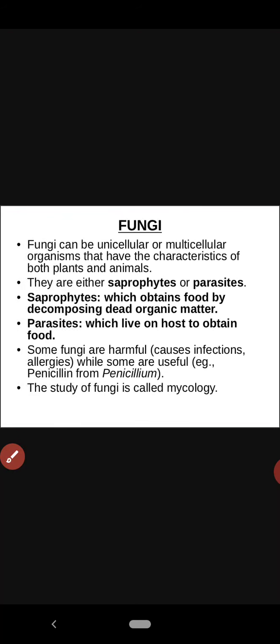Next is fungi, that is dhuri poreko. Dhuri is the fungi we get to see in bread or food matters, waste food matters or waste organic matters. So fungi can be unicellular or multicellular, and have the characteristics of both plants and animals. They are either saprophytic or parasitic.